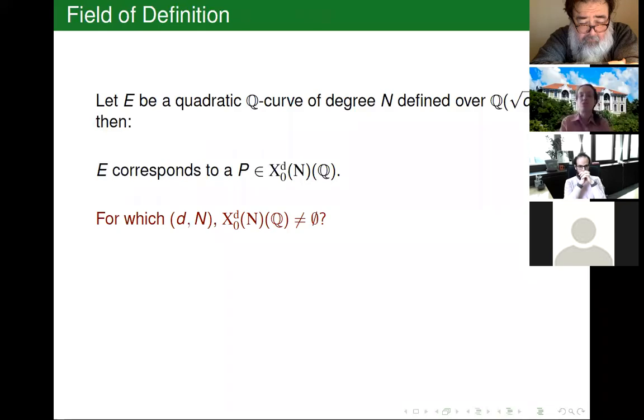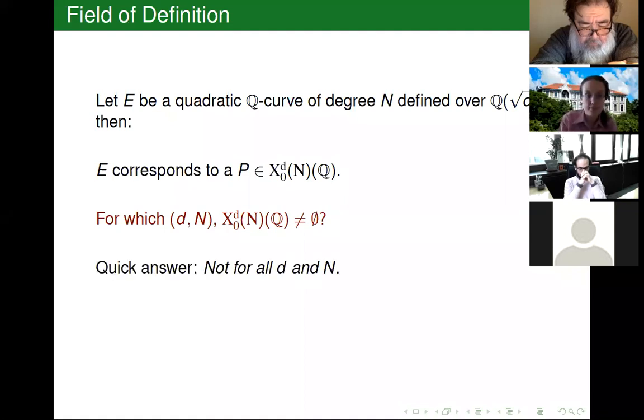So what's the natural question now? Do we have a point there? Does this twisted curve have a Q rational point? If yes, for which D and N? If no, for which D and N? And the quick answer is not for all D and N.